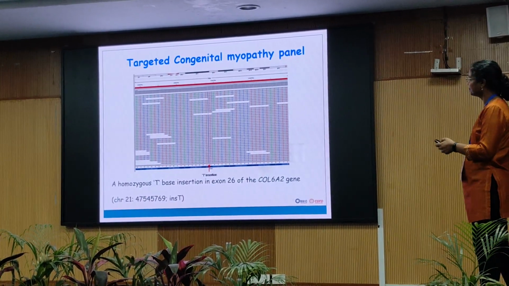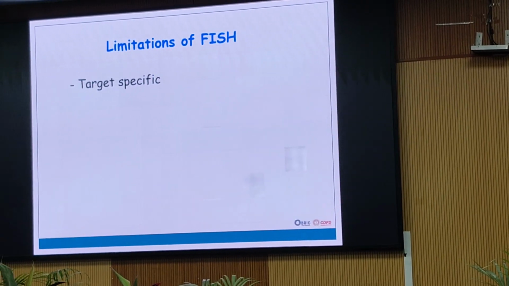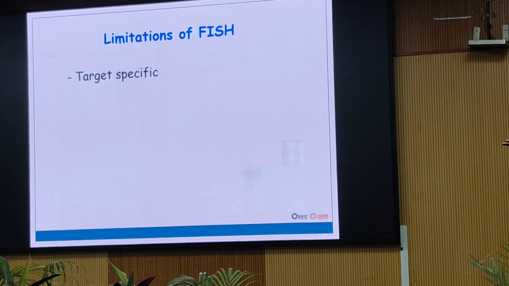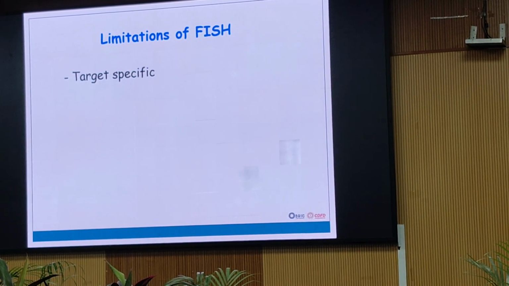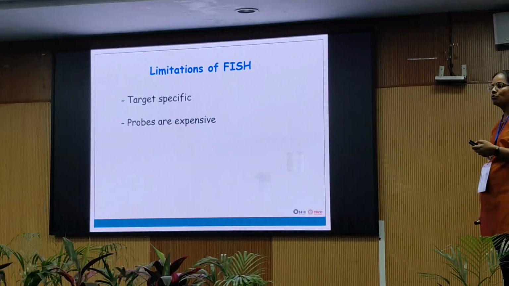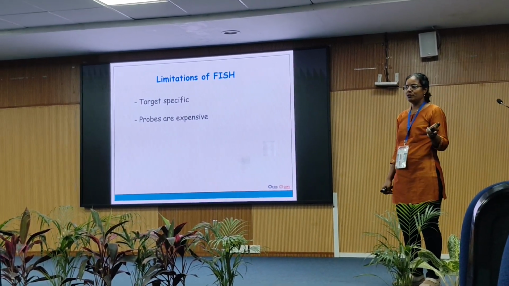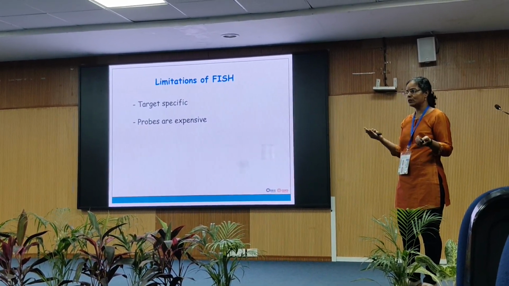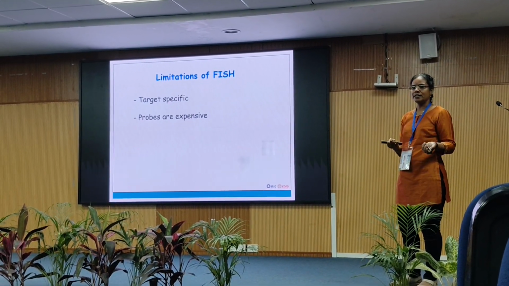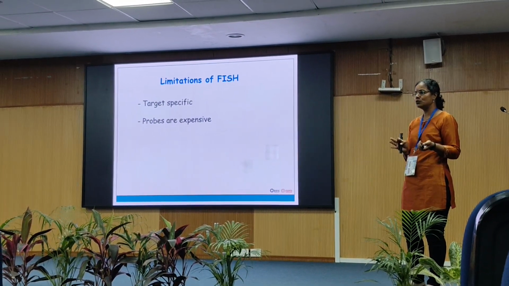So, what are the limitations of FISH? They are target specific. If you don't know what you have to do, there is no point, you can't identify what FISH you have to do. And then probes are expensive, so you should really think about what you are doing. Almost one probe takes 5,000 rupees. So you should be judicious in identifying what you are targeting. If you are pretty sure, then you can do it.